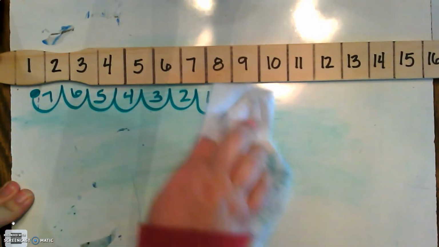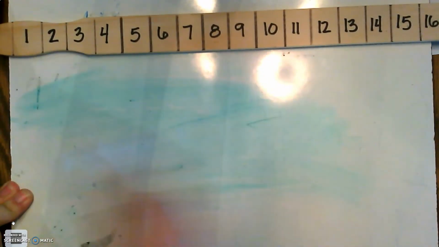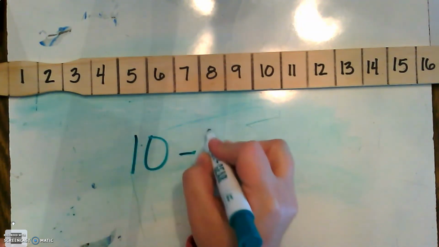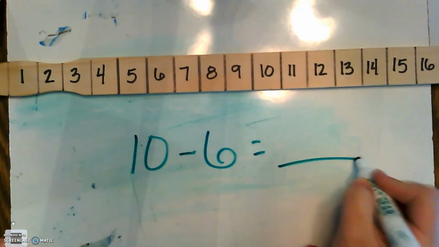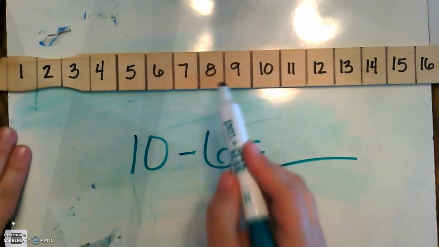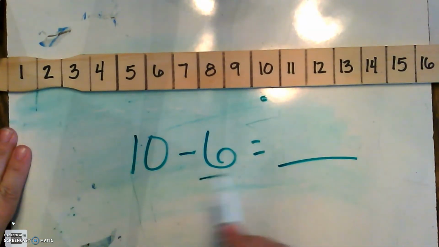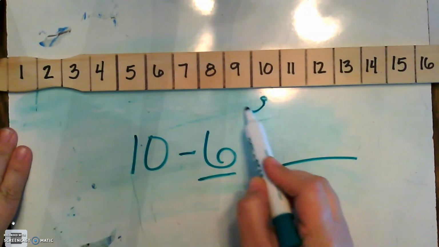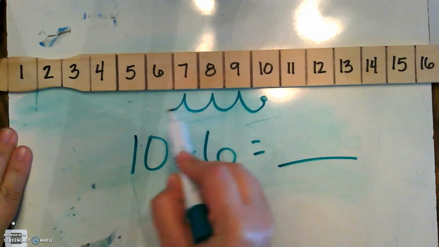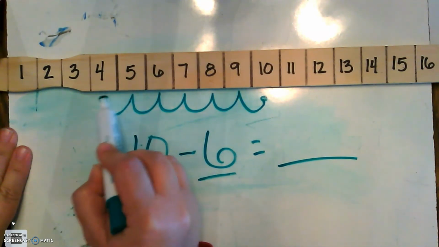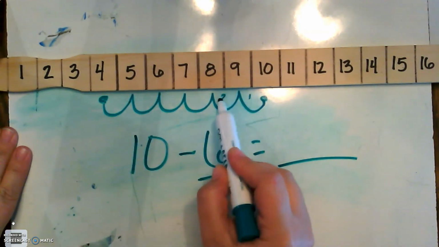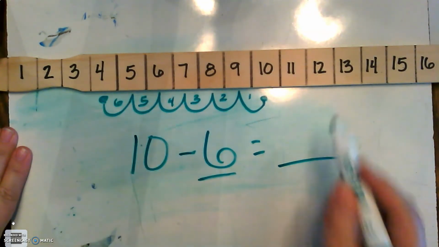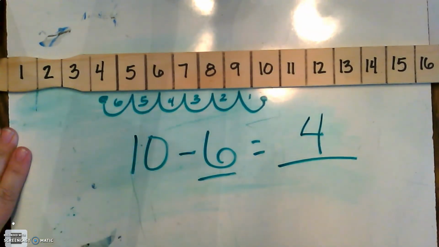And our last subtraction problem we had was 10 minus 6 equals blank. So we're going to start at 10, and we're going to have to jump 6 times to the left. 1, 2, 3, 4, 5, 6. I'm going to double check. 1, 2, 3, 4, 5, 6. And my answer is 4.